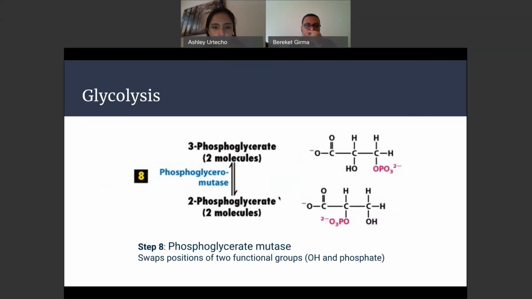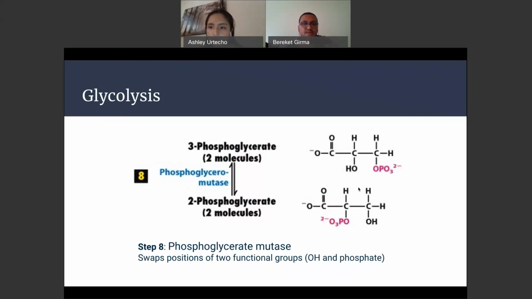Okay, so now step 8. This is relatively simple. So we have our 3-phosphoglycerate and we have phosphoglyceromutase, the enzyme. So mutase, like I said before, is a type of isomerase. So it's going to rearrange the molecule. And as we can see, we have our phosphate group on this carbon, and it is going to swap places with alcohol. So that's all we're doing with this step.